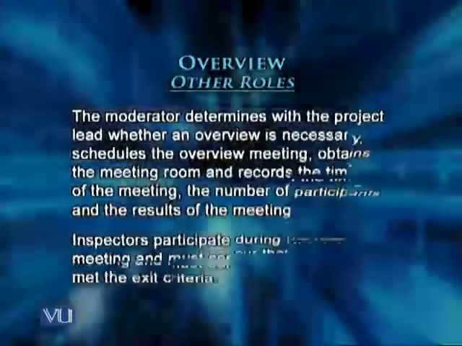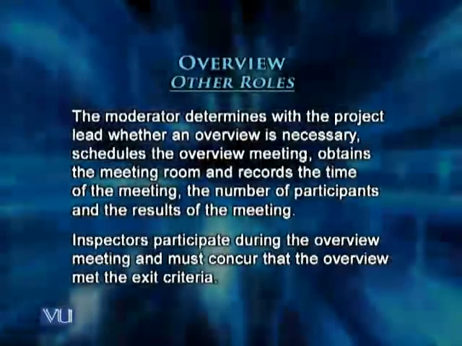Overview ka maqsad kya tha? Overview ka maqsad ye tha ke producer jo hai wo aise inspectors ko jinko us work product ke background ya work product ke bare mein information darkar hai wo aisi meeting mein shamil ho aur producer unko provide kare wo information. Ab hum dekhte hain ki overview ke liye entry criteria kya hai.